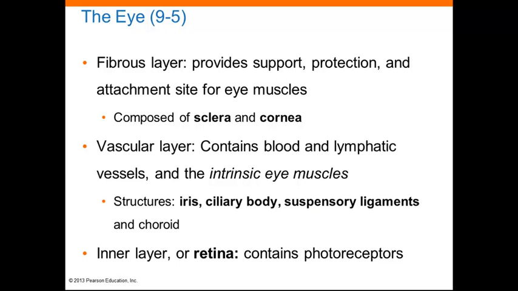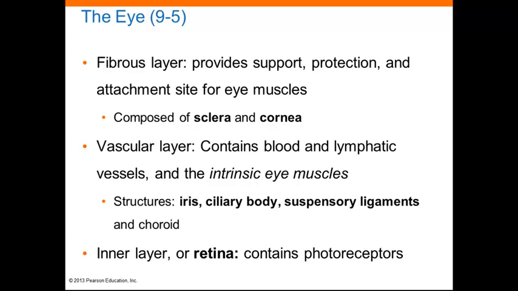The wall of the eye contains 3 distinct layers, the outer fibrous layer, an intermediate vascular layer, and a deeper inner layer called the retina. The fibrous layer provides mechanical support, protection, serves as an attachment site for eye muscles, and assists in the focusing process. It's composed of the sclera and cornea.